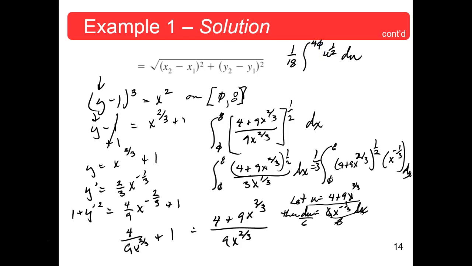Okay. Now, let's do the lower one. When x is 0, that's of course 0. Times 9 is 0. Plus 4. So that starts off at 4. All right. So that's going to be 4.